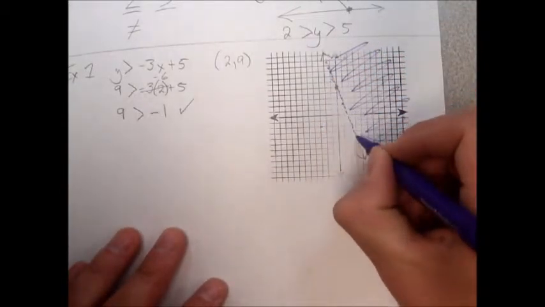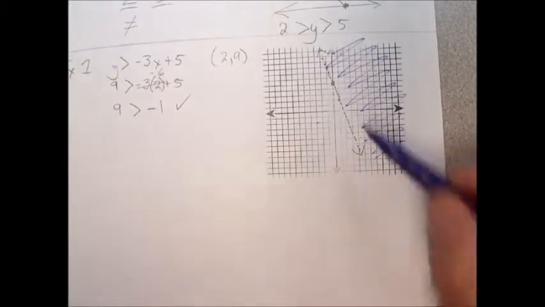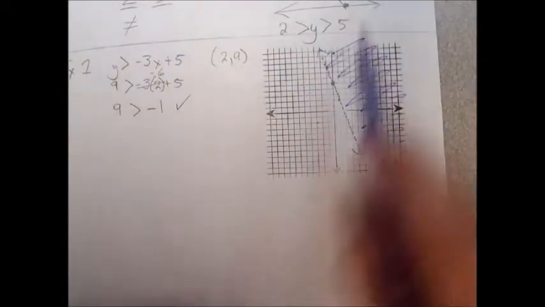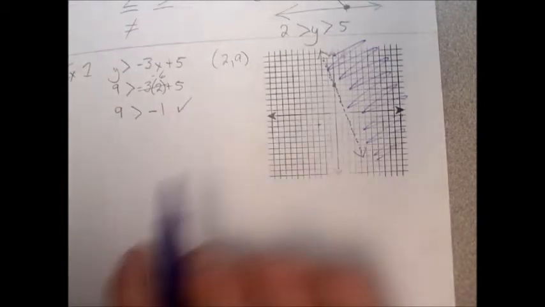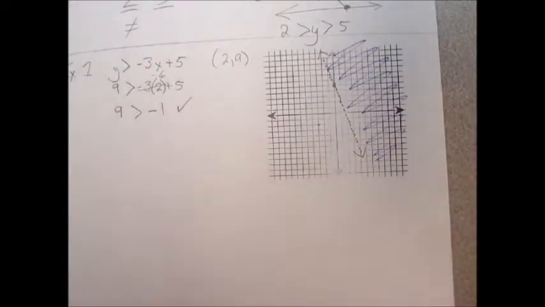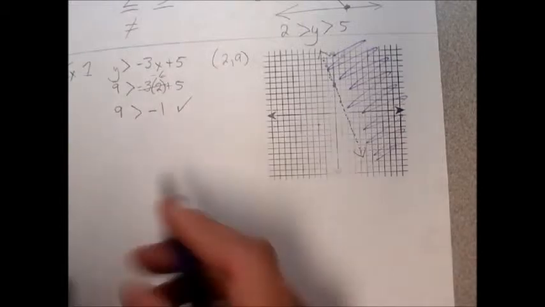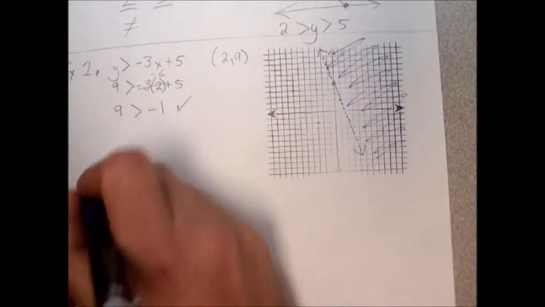I'm looking to see if you paid attention enough to see if this was dotted and then which side you need to shade on. Now the reason I always say use 0, 0 is because it's the easiest one to plug in. So if you get something that's true, shade toward it. If you get something that's false, shade away from it. Okay? So let's do part B here. That was A, let's do B.